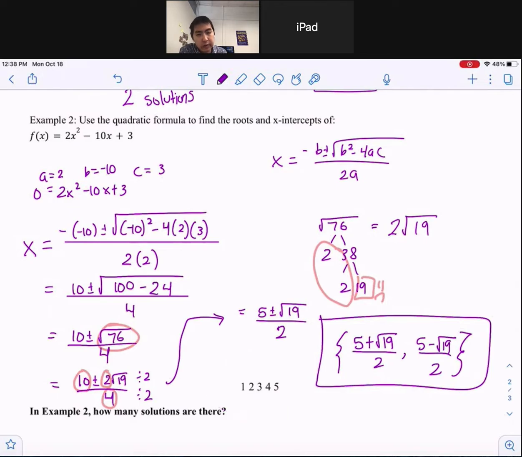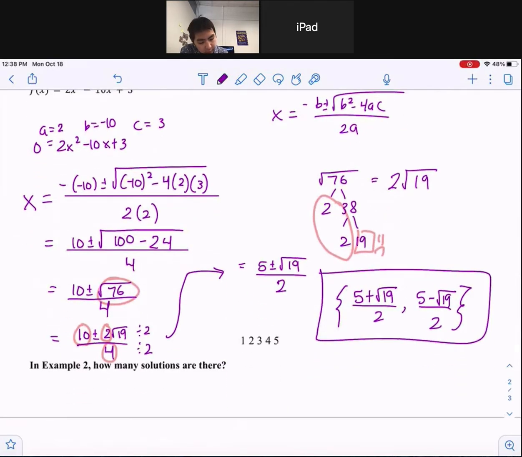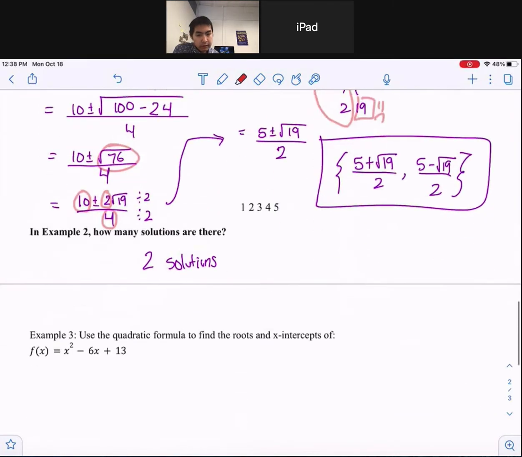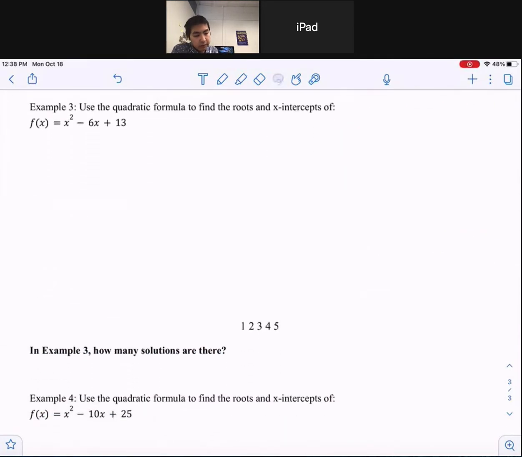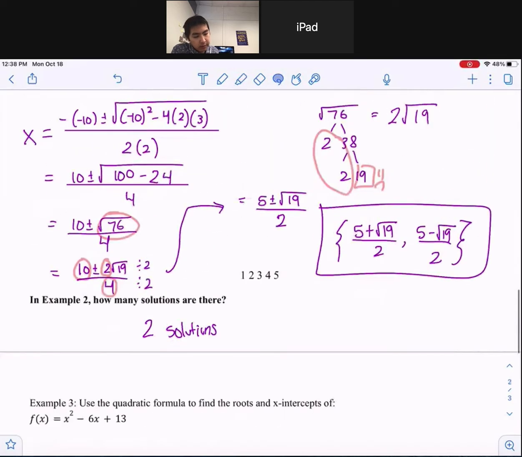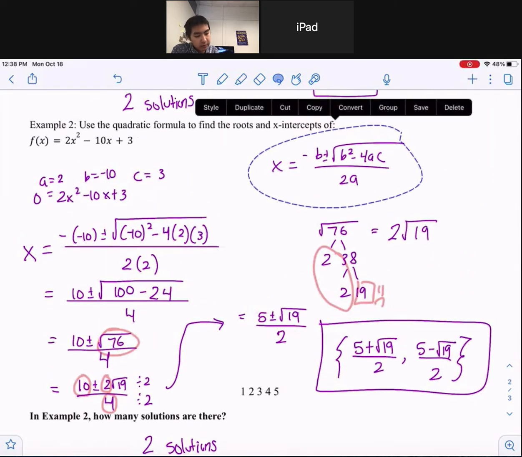Rate how well you did on that one and how many solutions we have here. We still got two solutions. Why two solutions? Because when we found the square root of 76, 76 is positive, which means you are going to get two solutions. Okay, example 3. I'm just going to copy and paste this too.